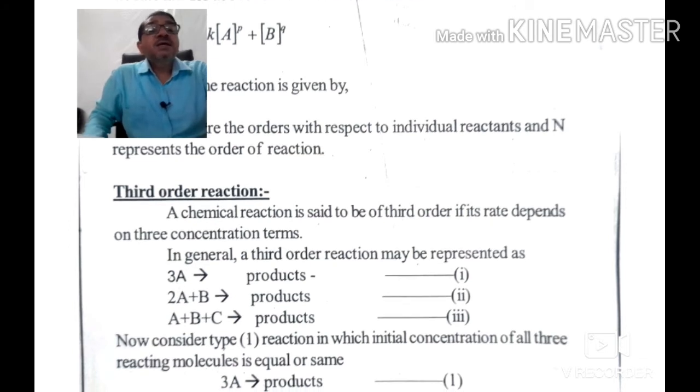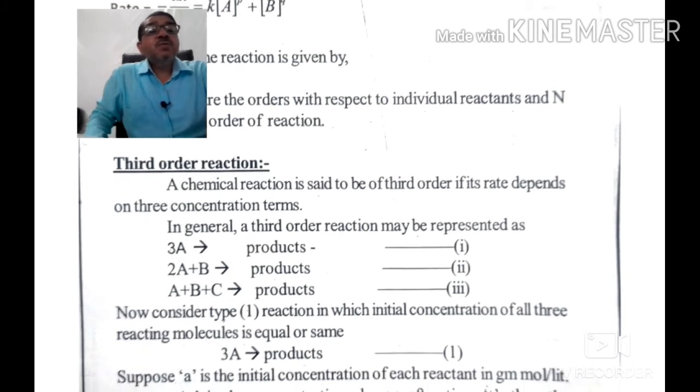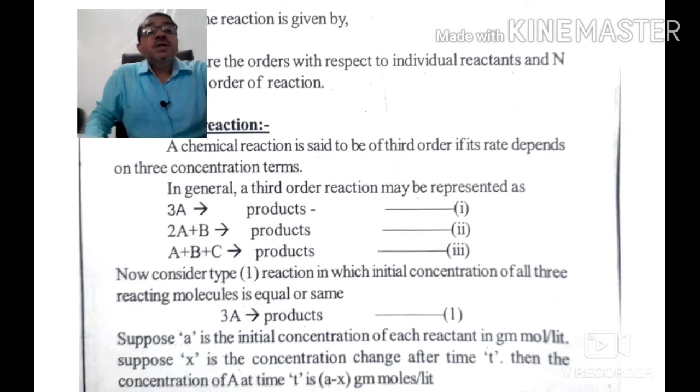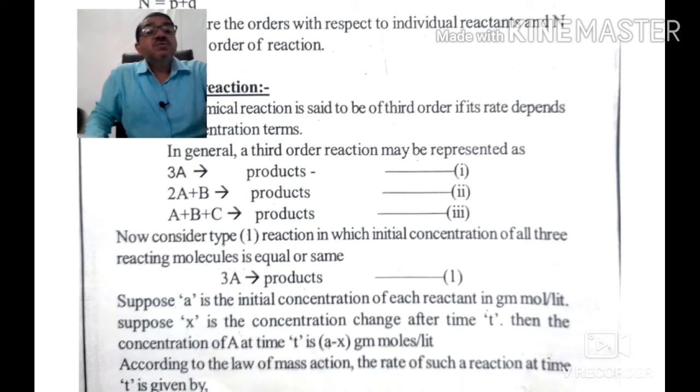Third order reaction. A chemical reaction is said to be of third order if its rate depends on three concentration terms. In general, a third order reaction may be represented as 3A gives products, 2A plus B gives products, A plus B plus C gives products. Now consider type 1, in which the initial concentration of all three reactant molecules is equal or the same. So 3A gives products.